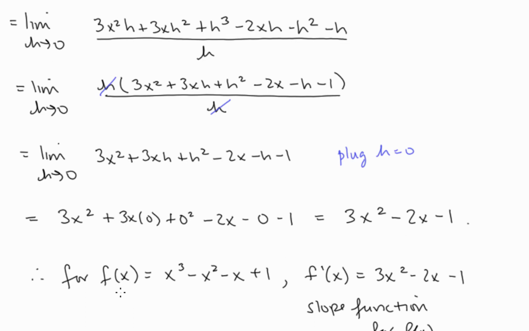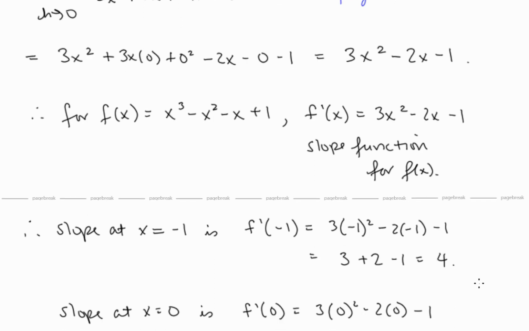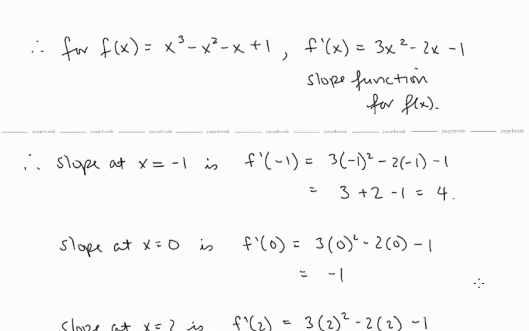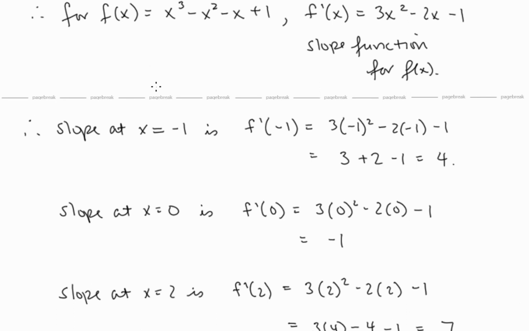So for the original function f of x equals x to the third minus x squared minus x plus 1, our derivative function is f prime of x, that's 3x squared minus 2x minus 1. And again, this is the slope function for f of x. So that means we could use it to find the slope of the original function f at particular x values. And so we were asked to compute the slope at x equals -1, x equals 0, and x equals 2.